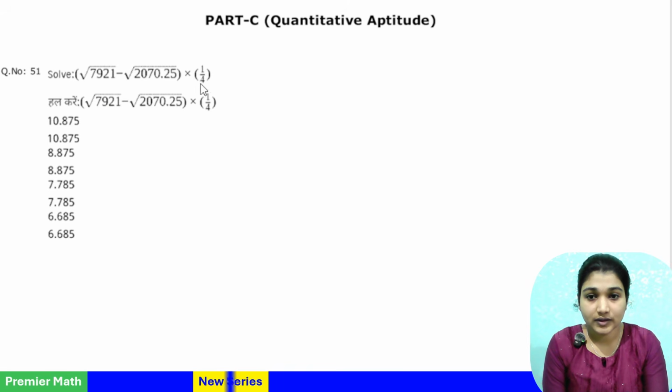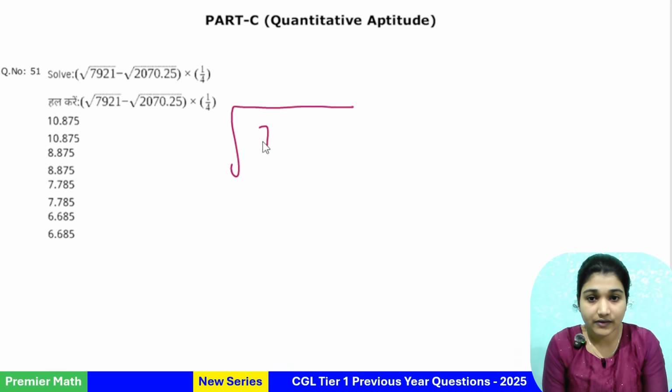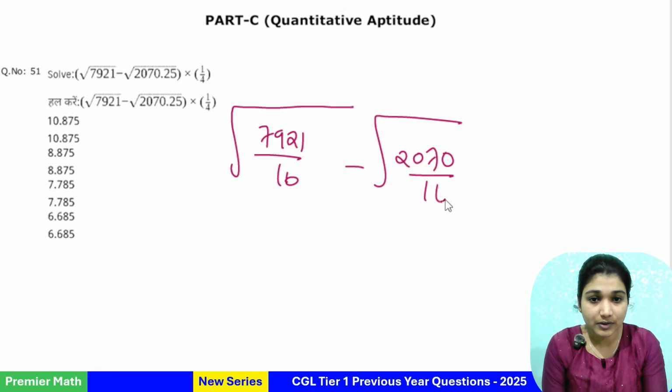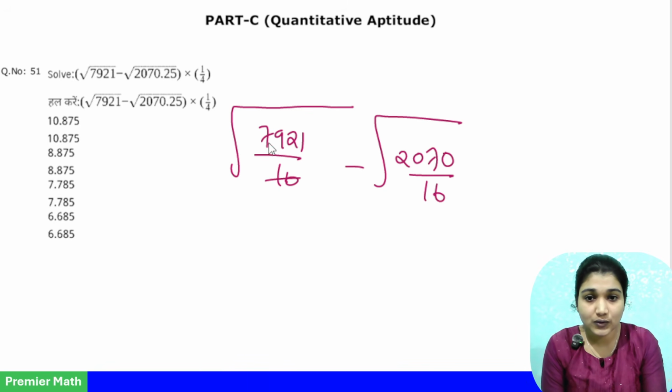Solve the following. Here take 1 by 4 inside the root. Then 1 by 4 becomes 1 by 16. So here 7921 divided by 16 minus 2070 divided by 16. Here 16 goes 5 times in 80, but here it is 79, so 4 times in 79. If it is 80, remainder is 0, but this is 79, so the remainder is 15.